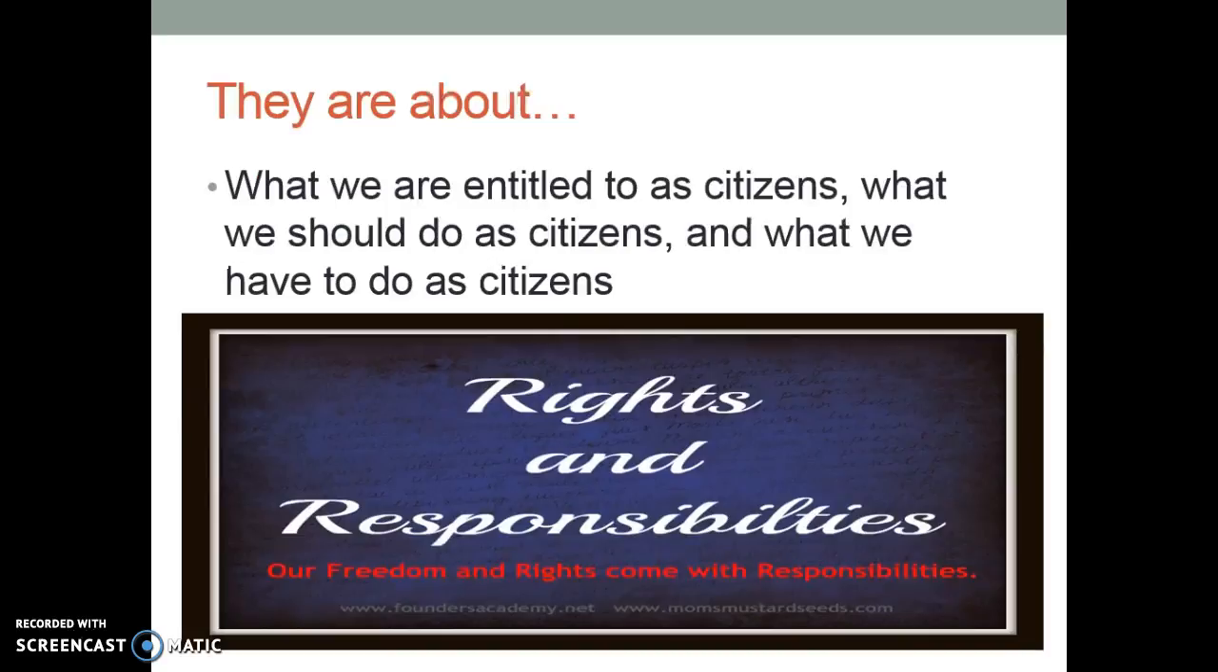Okay, so you might be thinking, what are all these things about? This slide is a general info slide. Do not worry about using any of this information for your foldable. But just so you guys know, rights are what we are entitled to, as citizens, what we get by being citizens in the United States.